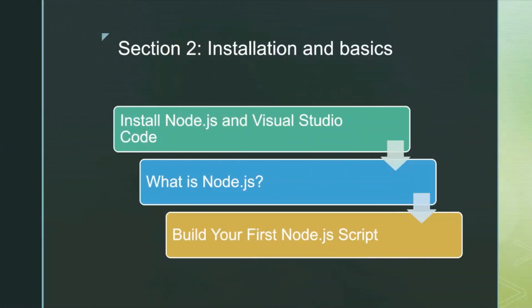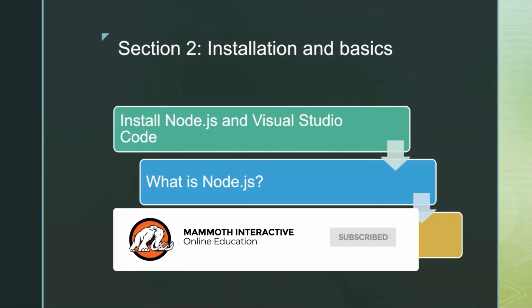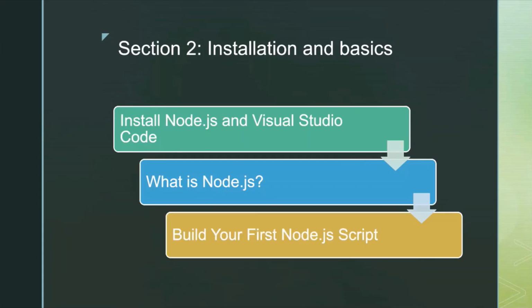In this video, we'll talk about what we'll learn in this section. So we'll start off with installing Node.js and Visual Code. We'll talk about what Node is and how it really works, and we'll also build our first Node.js script. In the next video, we'll start our installations.